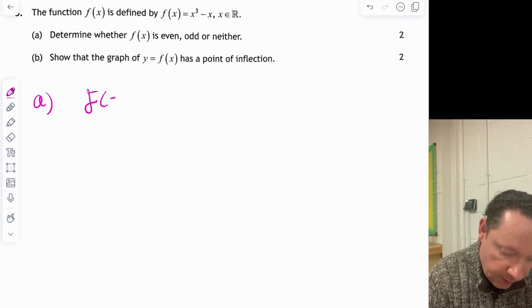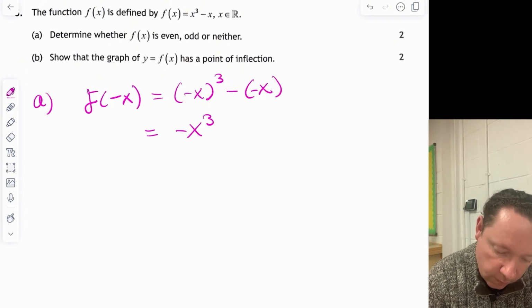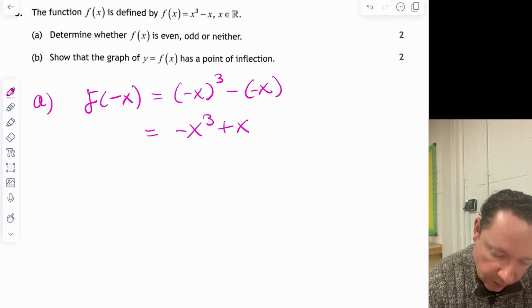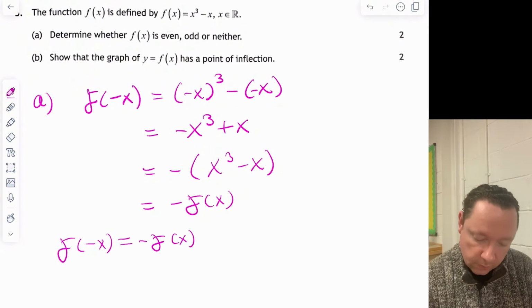So part A. If we want to show that it's odd, even, or neither, we're going to have to examine f of minus x. So subbing that in, that's minus x cubed minus minus x, so minus x cubed plus x. Well, what happens if I put a minus here? I get minus of x cubed minus x, which is minus f of x. So as f of minus x equals minus f of x, we can see the function is odd.